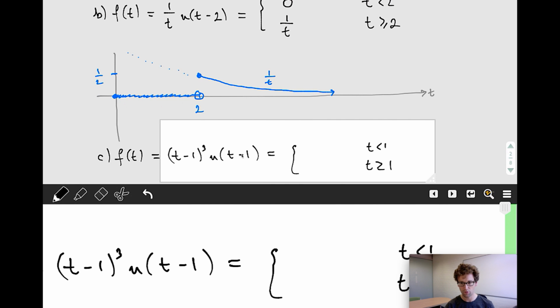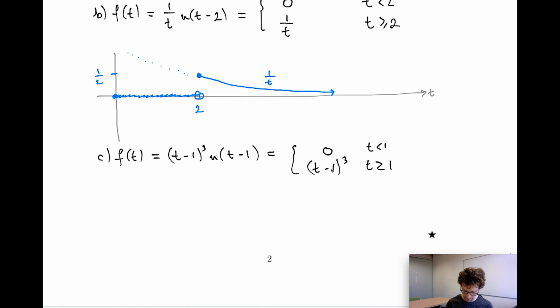So for t less than 1, this Heaviside will be 0, so this whole thing is switched off. And for t greater than or equal to 1, the Heaviside is 1, and so it switches on the function t minus 1 cubed. And you notice that this t minus 1 cubed is basically a shifted version of t cubed. So it's going to look like t cubed, except it's going to be moved over right where that Heaviside is switching it on. This is a shift plus a cut.